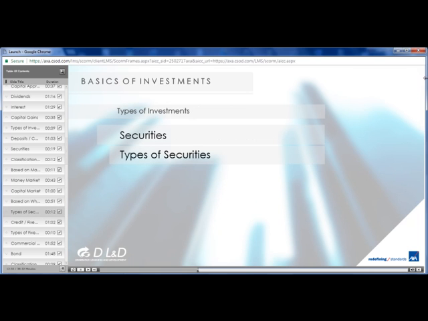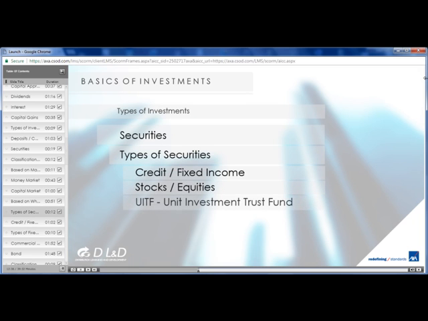Types of securities: credit, fixed income, stocks, equities, unit investment trust fund, mutual fund, derivatives.